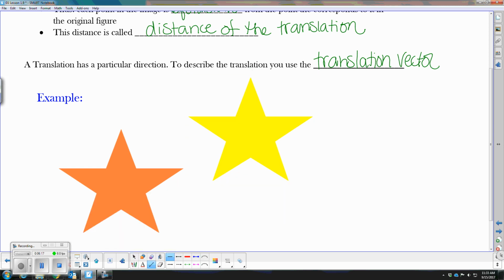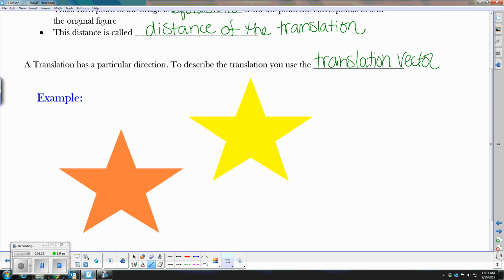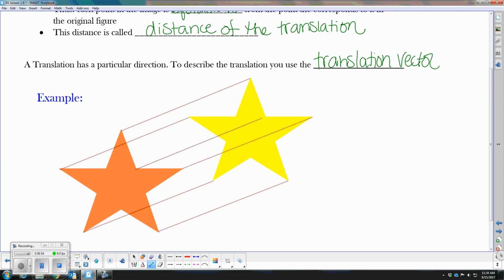All right, so each point on the star is the same distance away from its corresponding point in the original image. So this point and this point are the same distance away as these 2 points and as these 2 points and as these 2 points. And then you could do all other corresponding points and so forth.